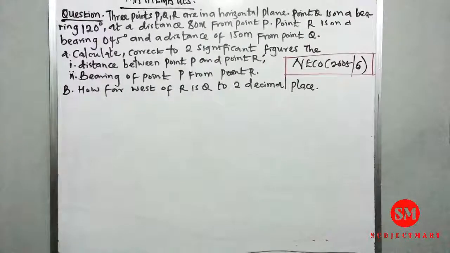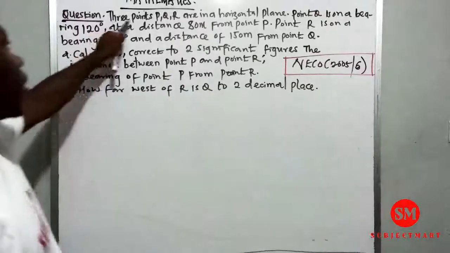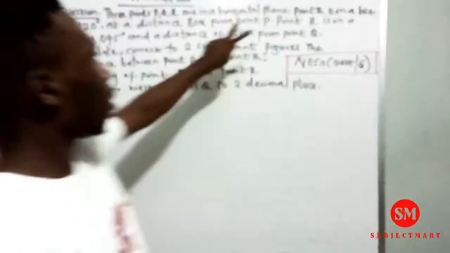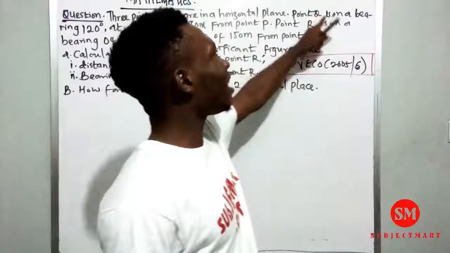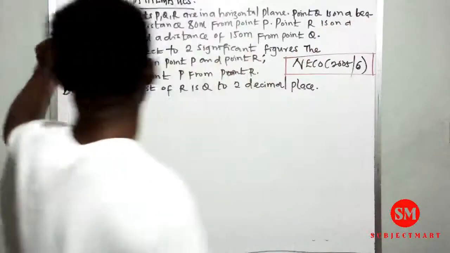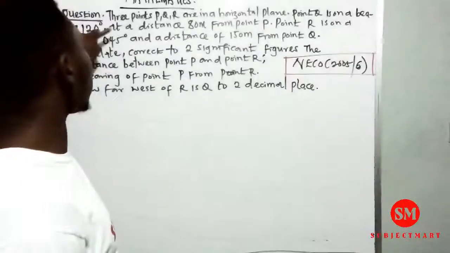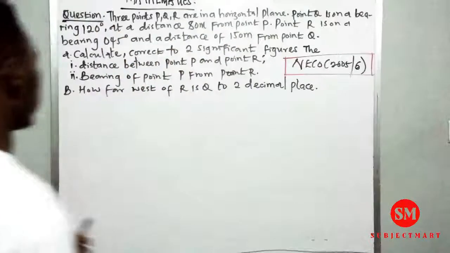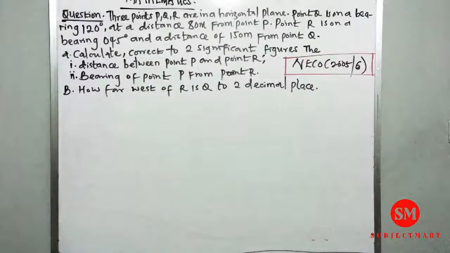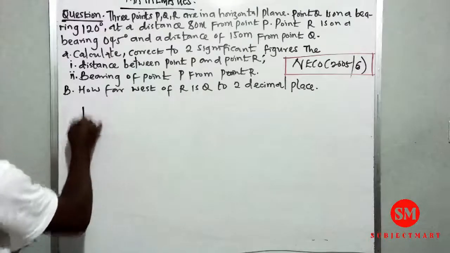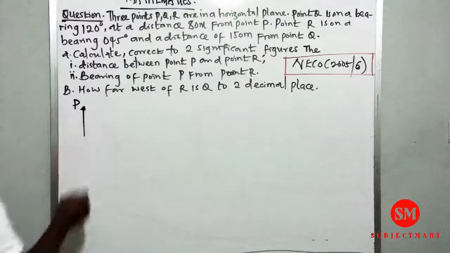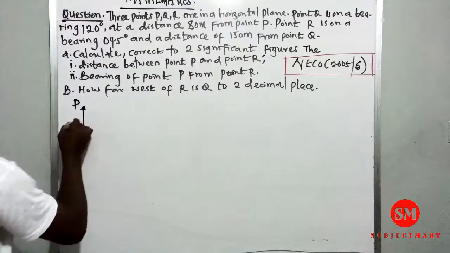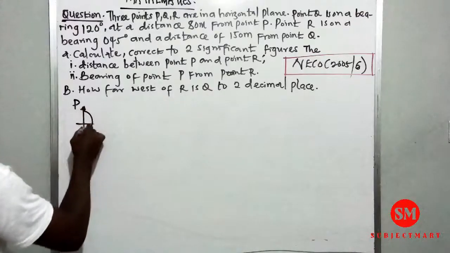Now, picking up this question, it says three points P, Q, R are in a horizontal plane. Point Q is on a bearing of 120 degrees at a distance of 80 meters from point P. So point Q started its origin from point P. Let's say this is our point P. They said point Q is on a bearing of 120. So this is 90, so 120 should be here.